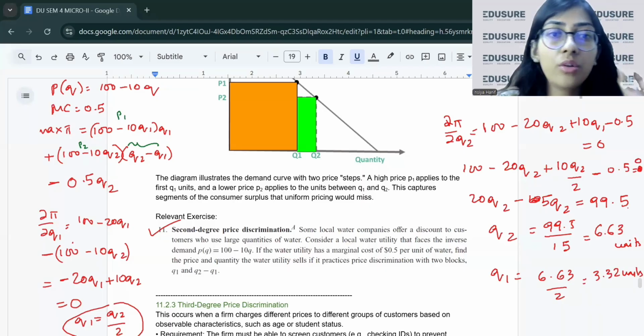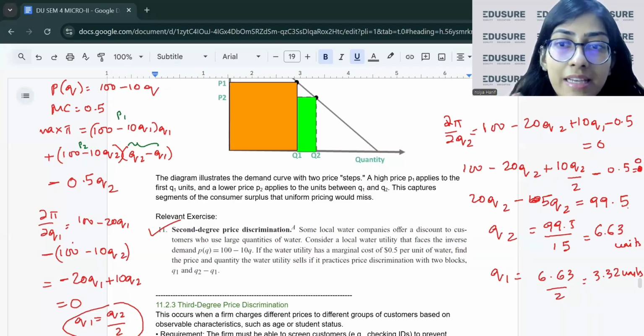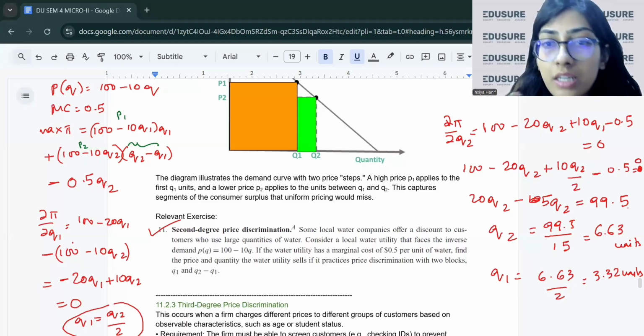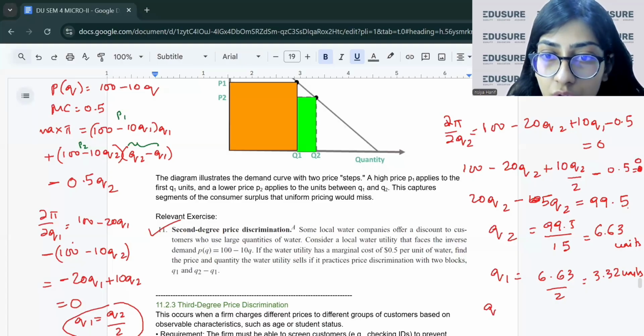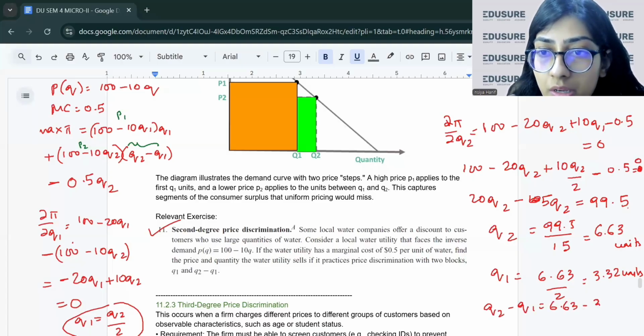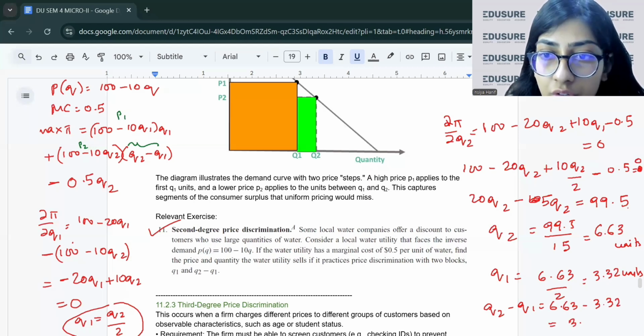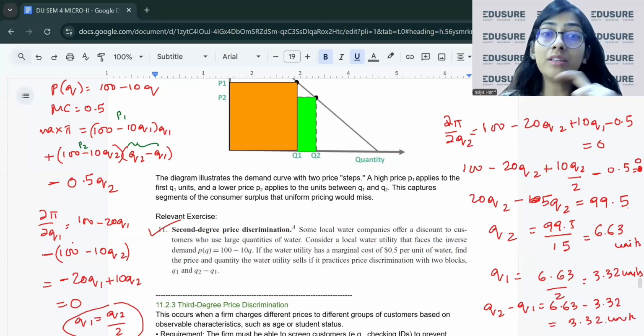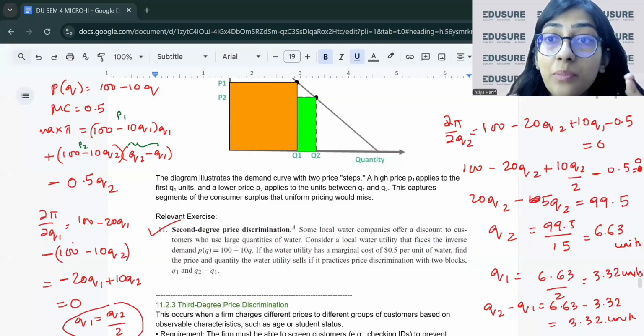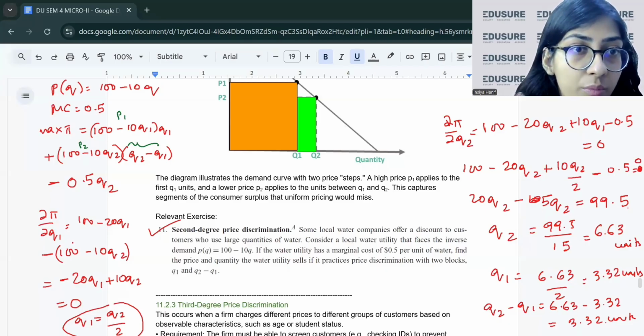ठीक है, so the water utility will sell 3.32 units in each block, since Q1 is equal to 3.32 units in the first block, and Q2 minus Q1 is 6.63 minus 3.32, which is 3.32 only. Okay, so 3.32 in the second block. Okay, and now we have to calculate the prices charged. So let's erase from here.